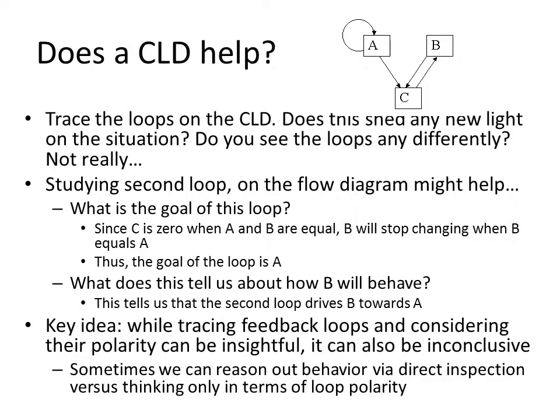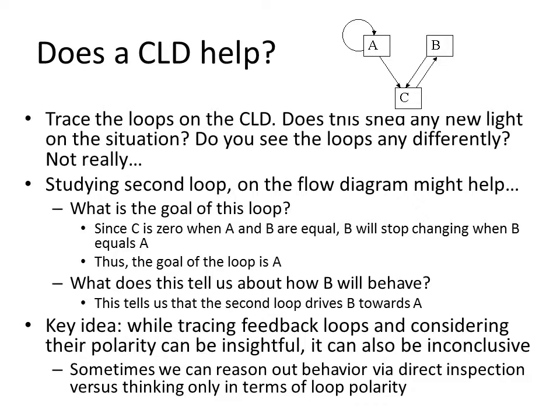All right, so here's the CLD. Ignore the squares around the letters. A influences itself, and C is connected to B, and B is connected to C. I didn't put the signs on here, but you can clearly see that this doesn't really shed any new light. Studying the second loop a little more clearly on the flow diagram actually might be better.